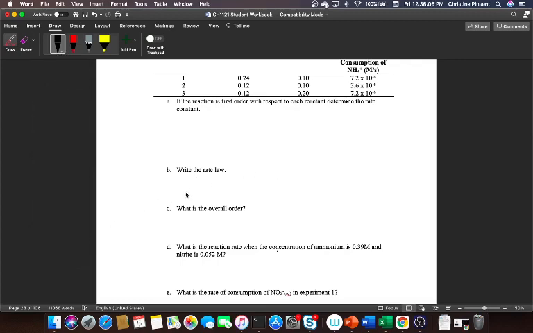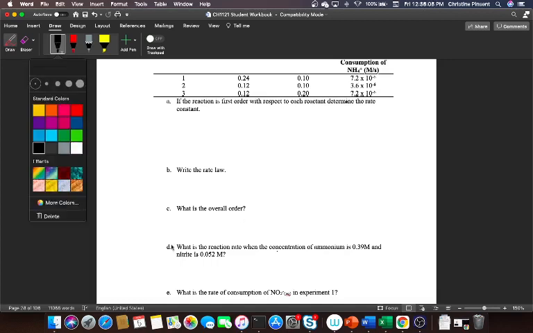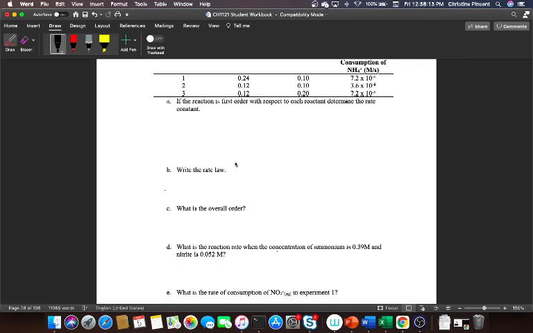Now, when you're writing a rate law, it's always written the same way. A rate law looks exactly the same every time you write it. Rate equals k, which is the rate constant. It's a lowercase k, even though mine doesn't always look like a lowercase k, multiplied by the concentration of your reactants. So it's ammonium first and nitrite for the second one.